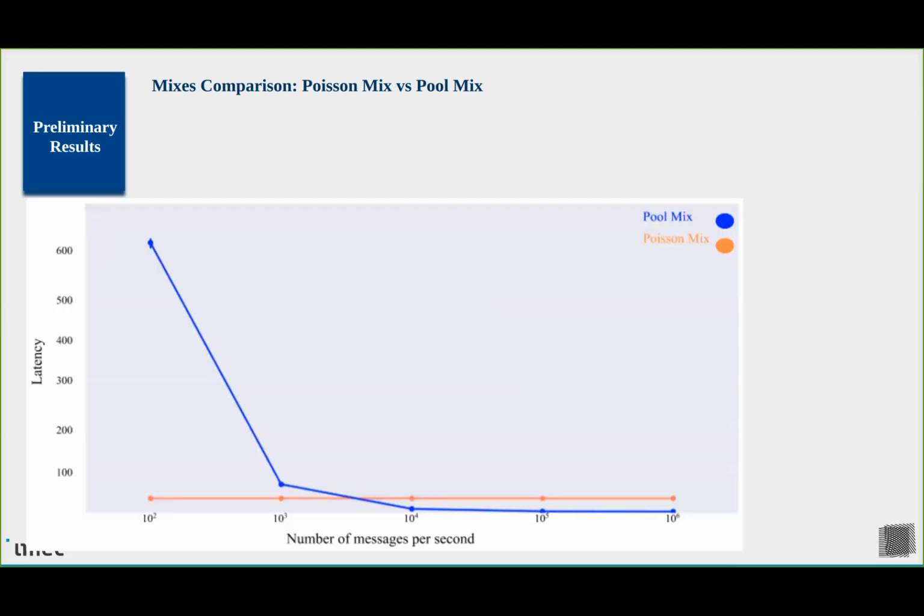We can also test the latency between these two types of mixes. Here we have the latency is constant in the Poisson mix, and that's because the latency in the Poisson mix is set on the client side, so it's always constant. However, in the pool mix, we have very low latency when we have a higher number of messages.